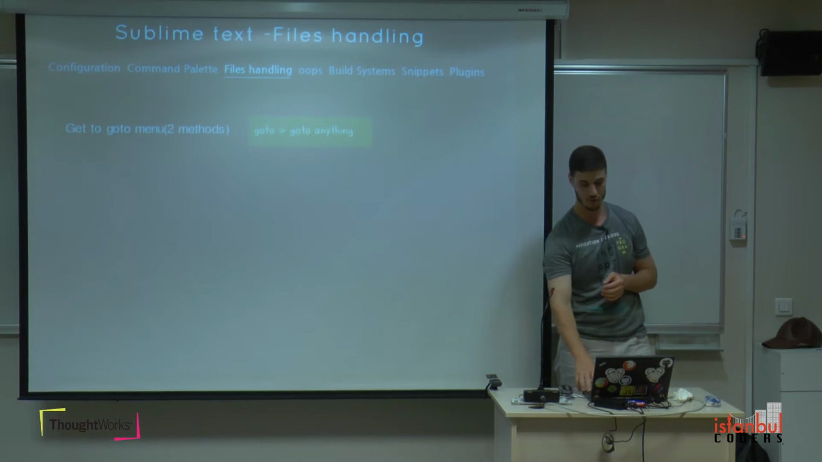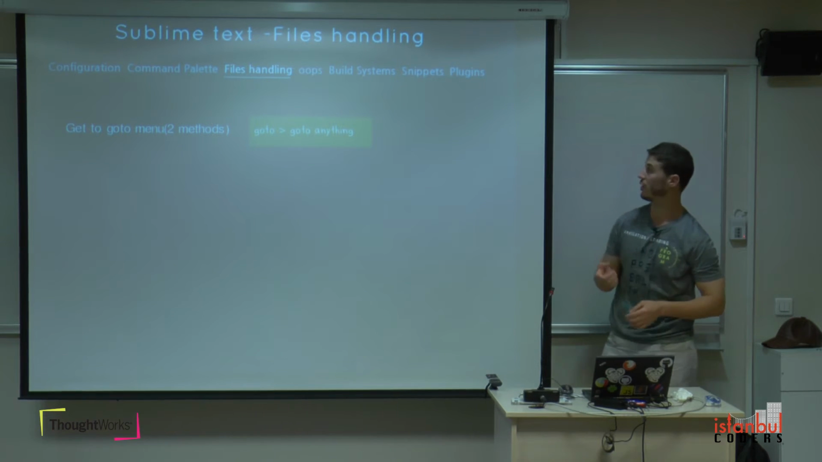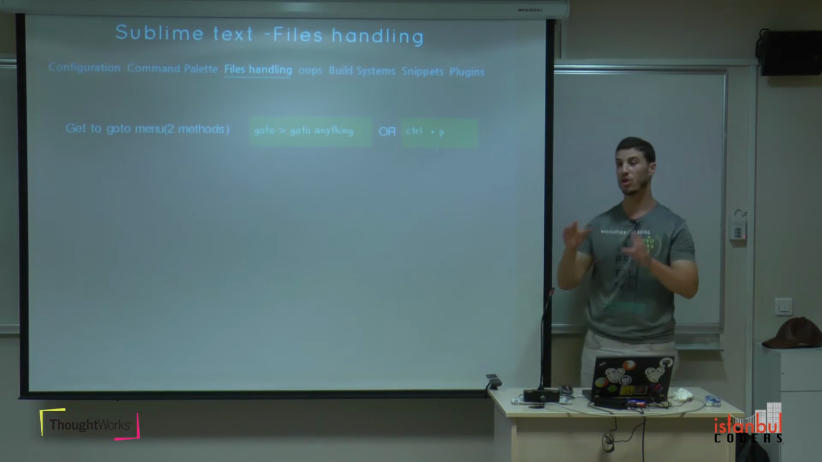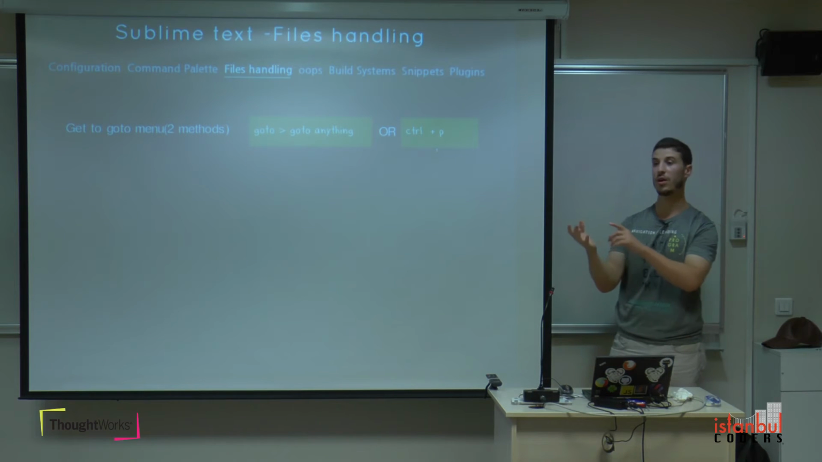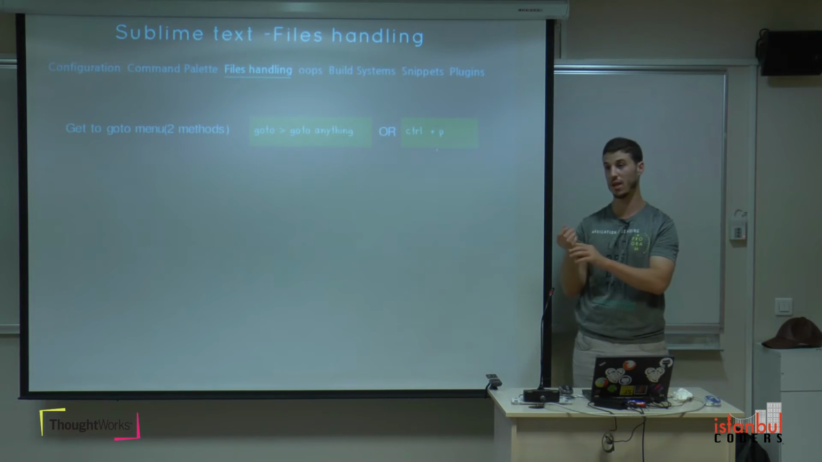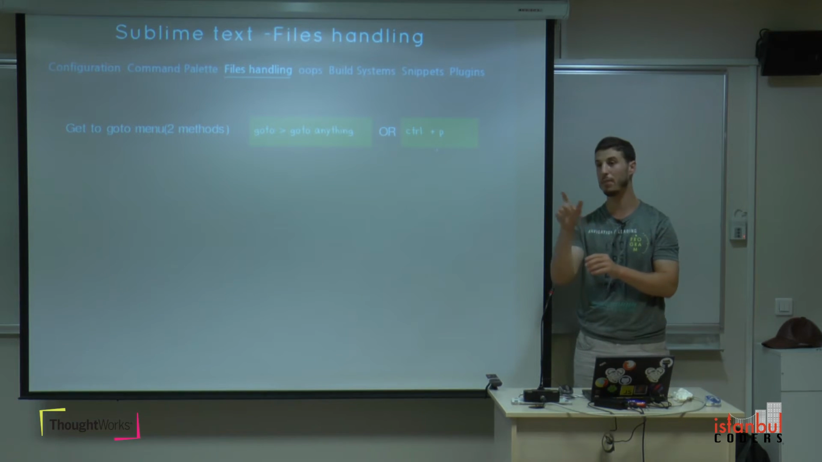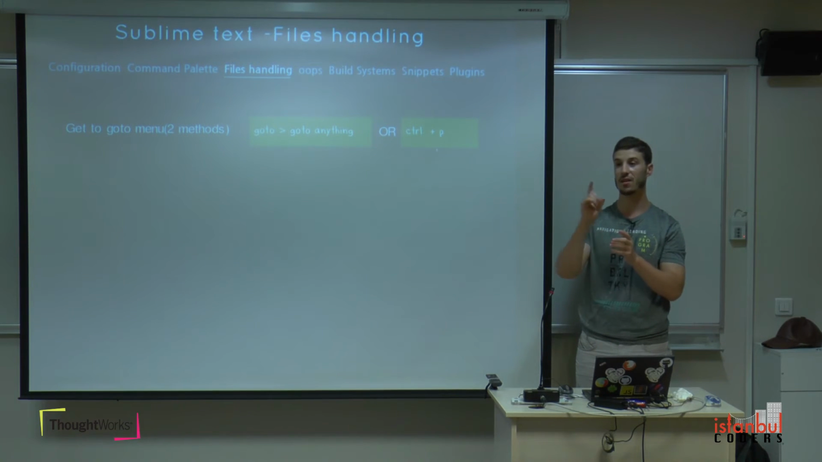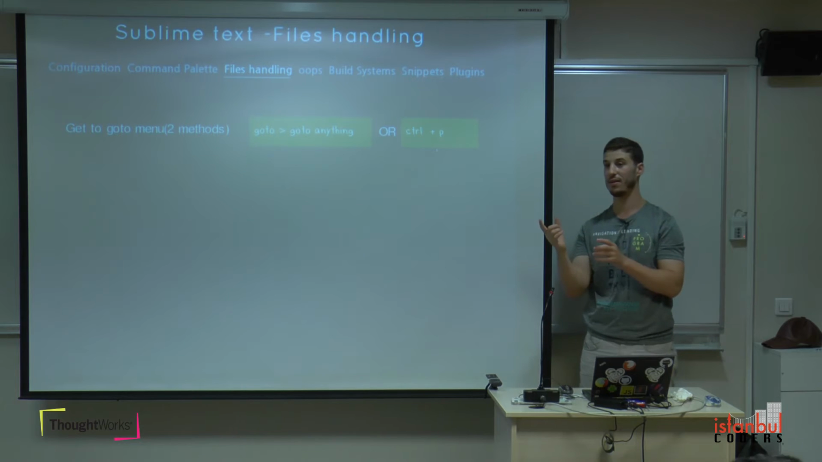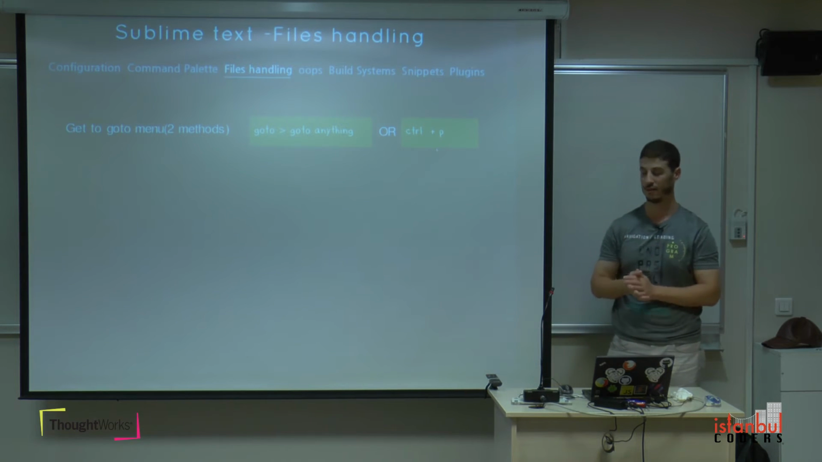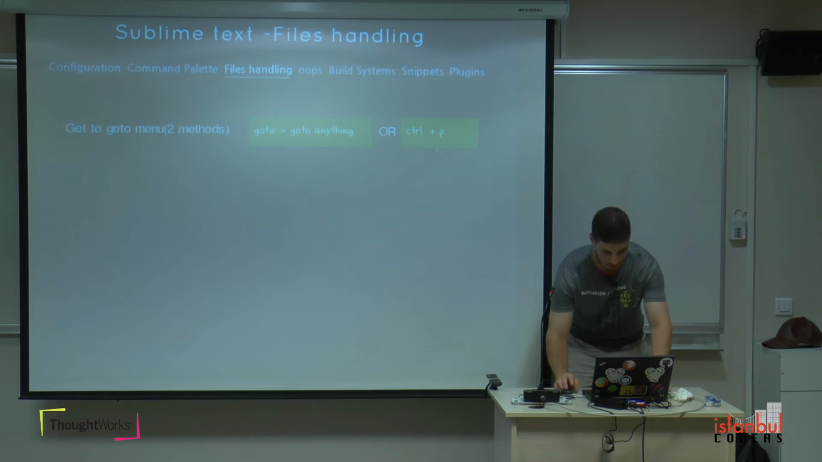For example, for the first one, go to, then go to anything. The second, Control P. So for the Command Palette or the Control Palette, it's Control Shift P. For opening files, it's Command or Control P. So you remove the shift, okay? Let me show you in a real world example here.